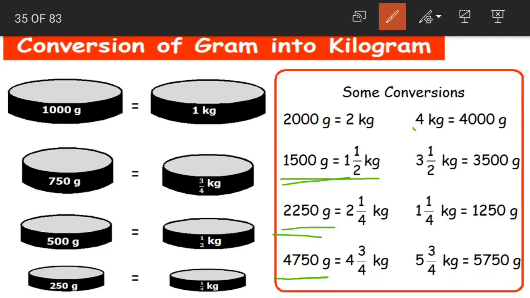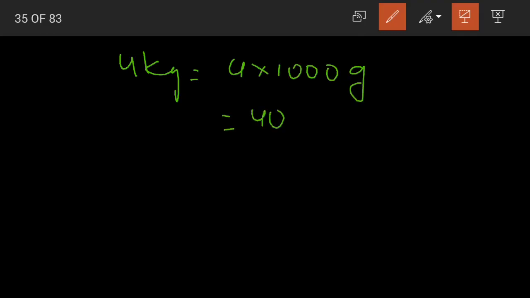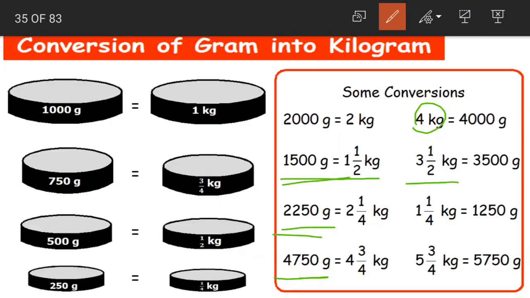The first one is 4 kilograms. 4 kilograms is equal to 4 into 1000 grams, that is equal to 4000 grams. Clear, children? 4 kilograms is equal to 4 into 1000, that is nothing but 4000 grams. Next 3 1 by 2 kilogram.